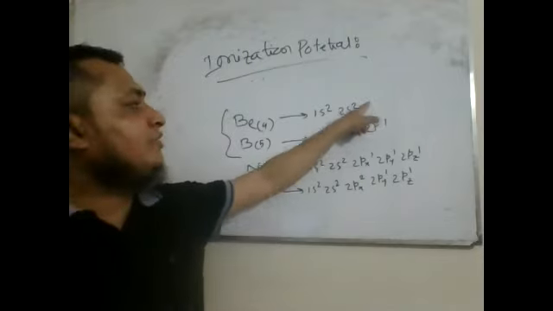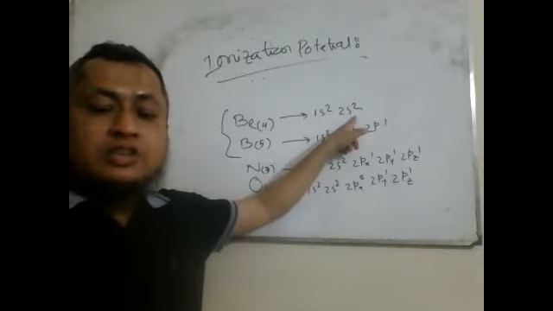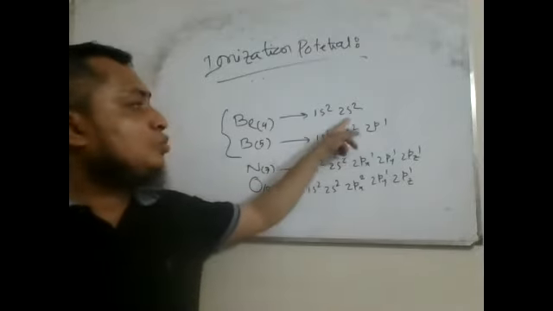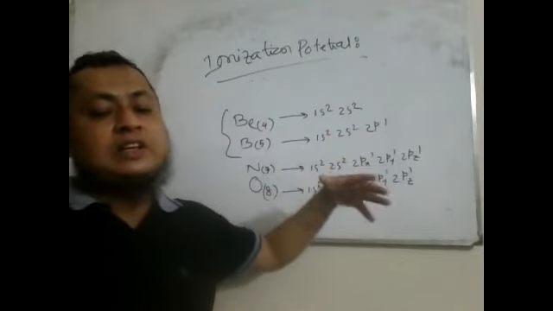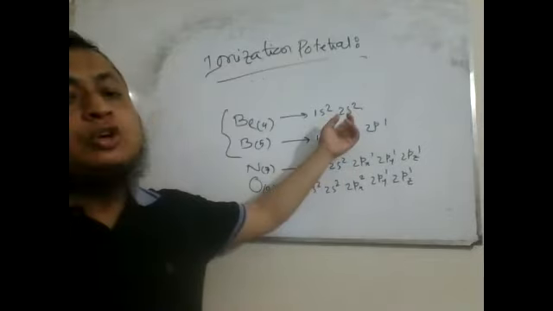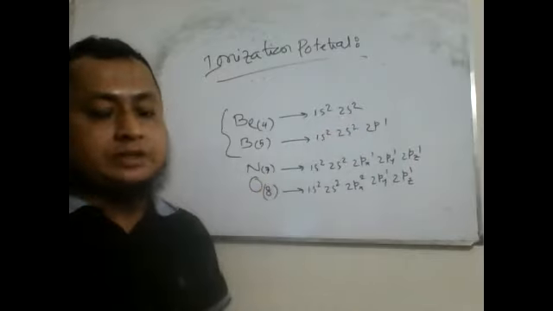So this is the full-filled electronic configuration of beryllium, because we know an s orbital can contain a maximum of 2 electrons. So in this 2s orbital, there are 2 electrons. So it is a full-filled electronic configuration. So it will be very difficult to release one electron from the full-filled electronic configuration.